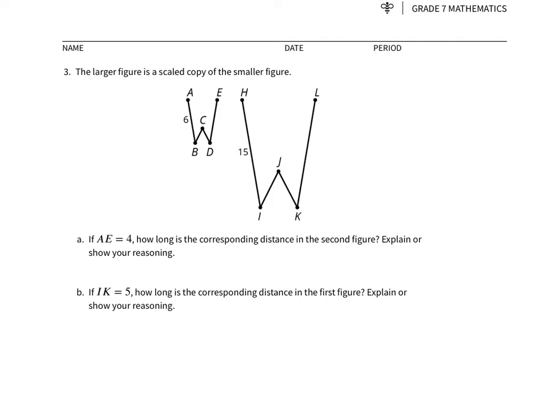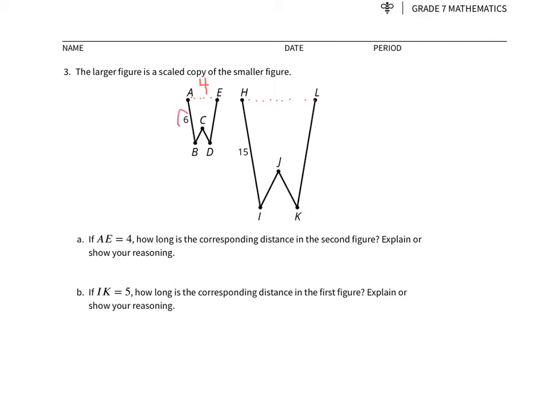So on this page, it says the larger figure is a scaled copy of the smaller figure. And we notice in those pictures, we only have 2 numbers. We have this number 6, and we have this number 15. It only gave us 2 numbers. Then it says, if AE is 4, how long is the corresponding distance in the second figure? Explain or show your reasoning. Well, AE, that 4, there's nothing there, right? But that's okay. It's still the distance between those 2 points. It's telling us that's 4 and wants us to figure out how far it is from H to L.